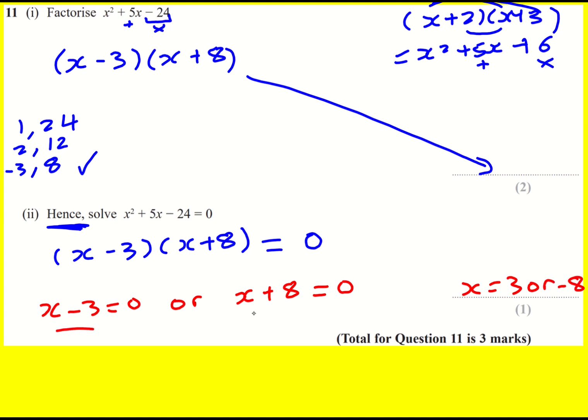I've just solved each of these equations individually. You can basically just swap the signs around, so 3 and minus 8, but that is why.